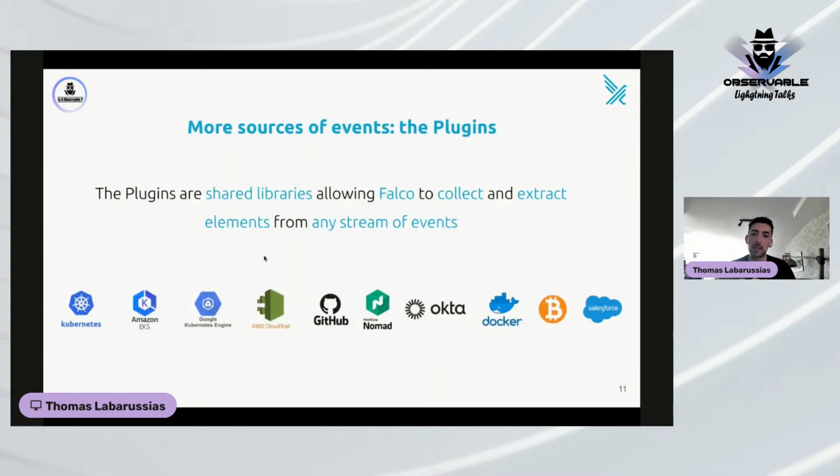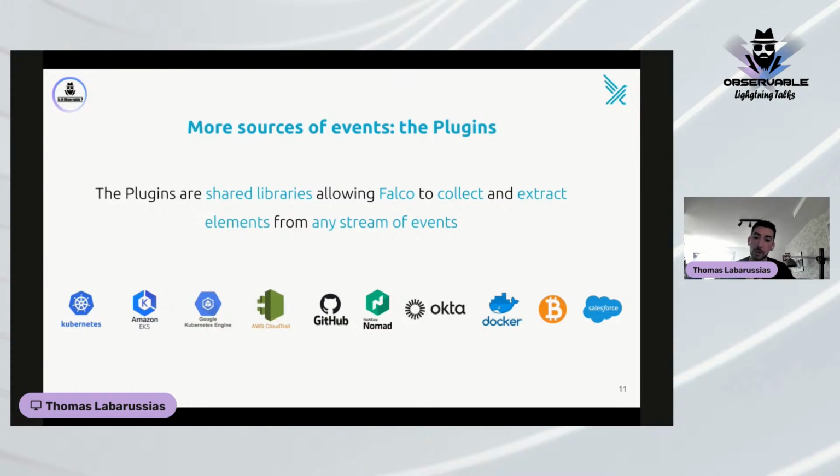I said at the beginning we are collecting syscalls from the kernel, but that's not the only thing. Thanks to plugins, Falco can ingest any stream of events you may have. For example, this is how we collect the control plane audit logs for Kubernetes. In case you are using a managed cluster, EKS, GKE, AKS, OpenShift, or else, we also have plugins to retrieve the logs from the blob storage system of the cloud provider. Right now we have EKS and GKE, but in the future we'll have AKS. We are working on that.